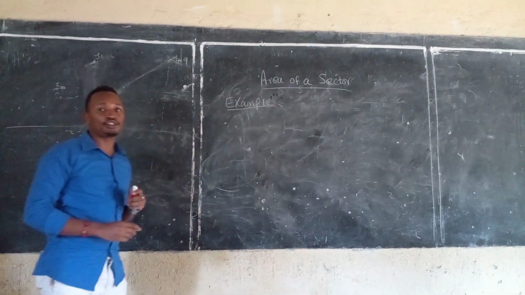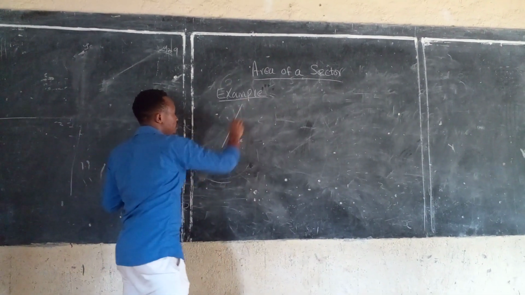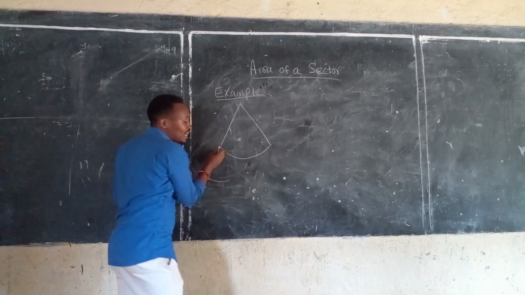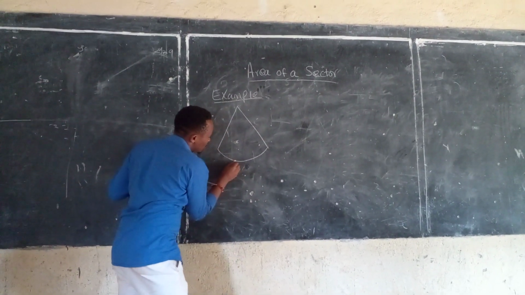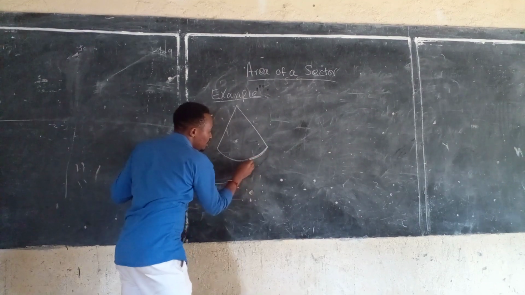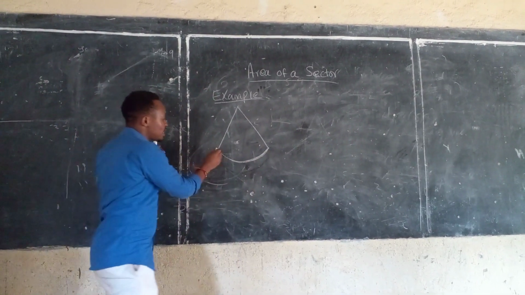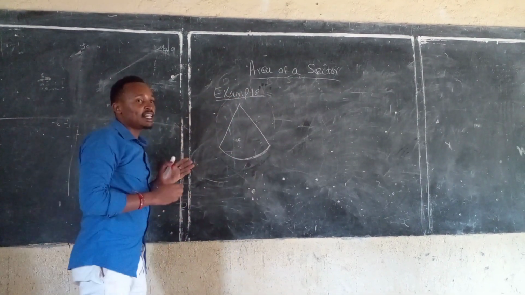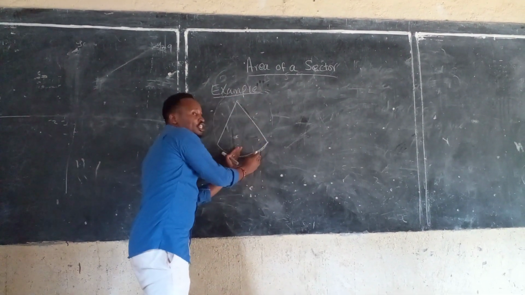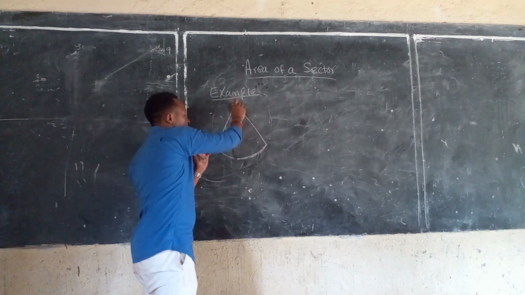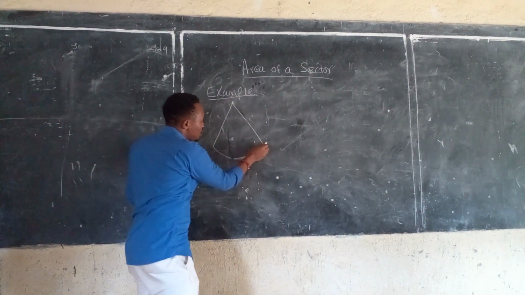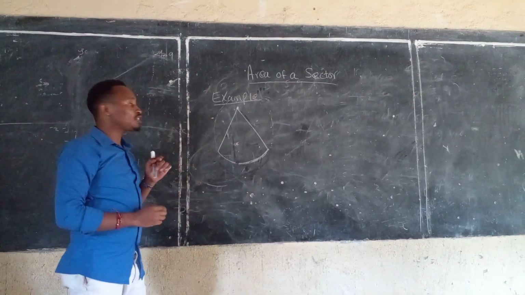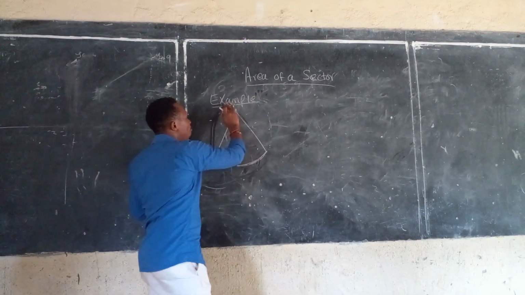Assume you've been given a question like this. So this is a sector. The fact that we have this line here, it's not a straight line, it just shows that this one was a circle. It was a complete circle, but they chose this part here. So this is the center of the circle. If you complete that, it's going to give you a circle. So that's why we call this a sector of a circle.